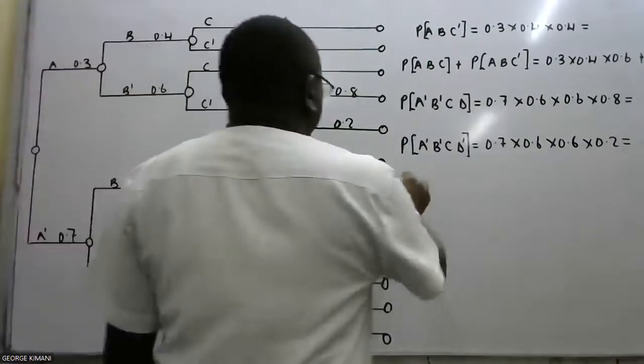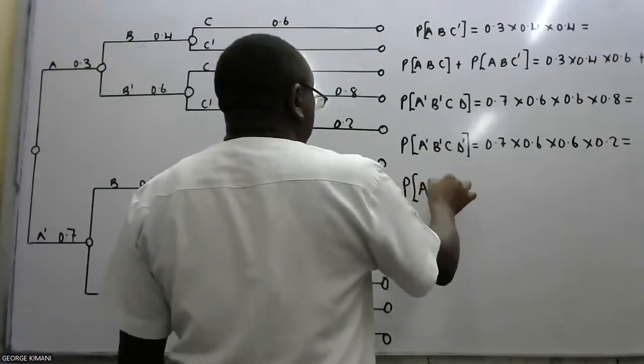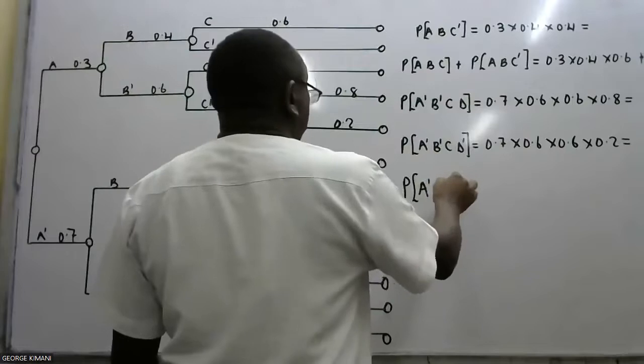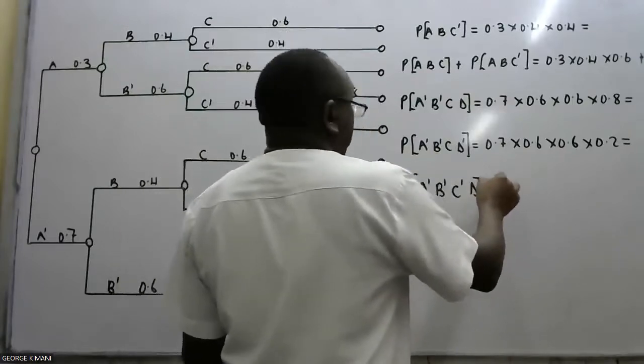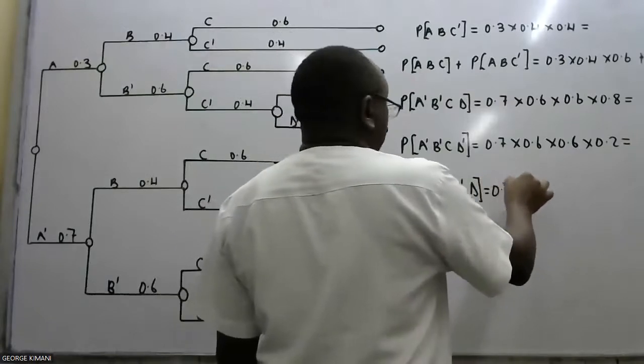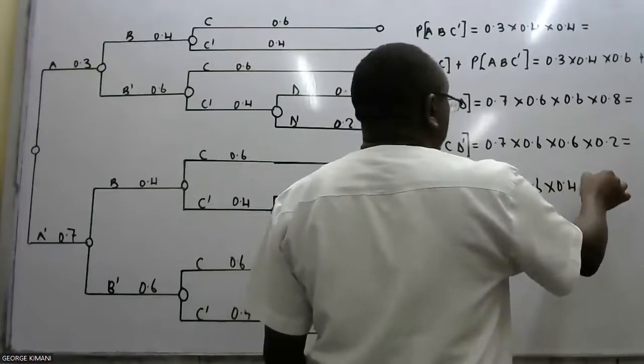And just D, it means you miss A, you miss B also, you miss C, but you get D. So this is 0.7 times 0.6 times 0.4 times 0.8.